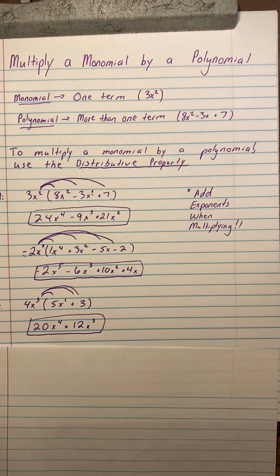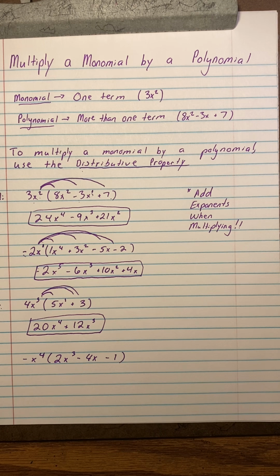And for the last problem, same thing. I want you to try this on your own. So go ahead and pause the video and try to multiply negative x to the 4th times 2x to the 3rd minus 4x minus 1. Pause the video, give this one a try, and then press play when you're done with the problem.